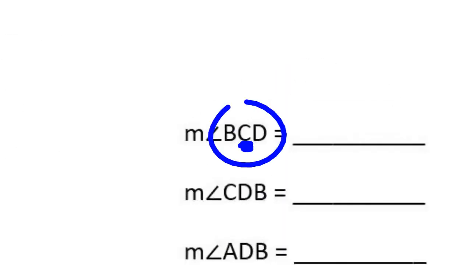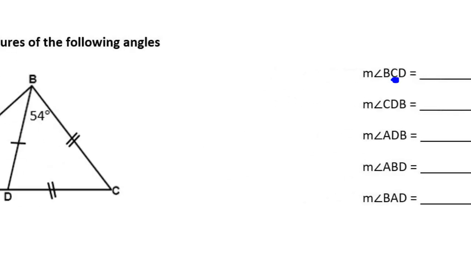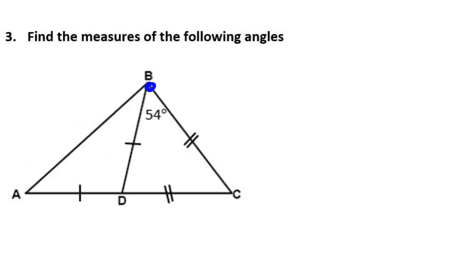So if I want to go find angle BCD, here's B, follow that down to C, and then over to D. This angle right here is the one that we're looking for. There's angle BCD. Do we have enough information to be able to figure out the size of angle BCD? No.